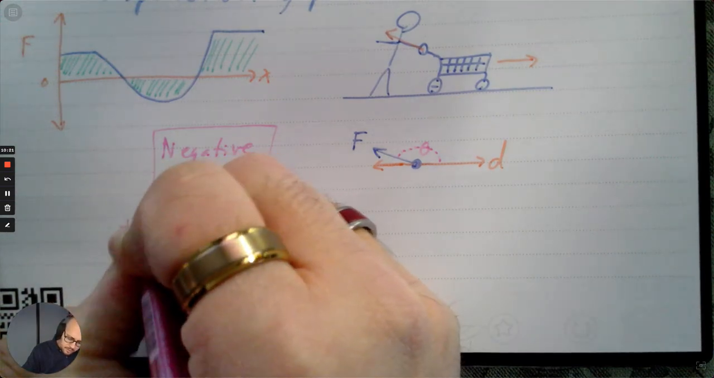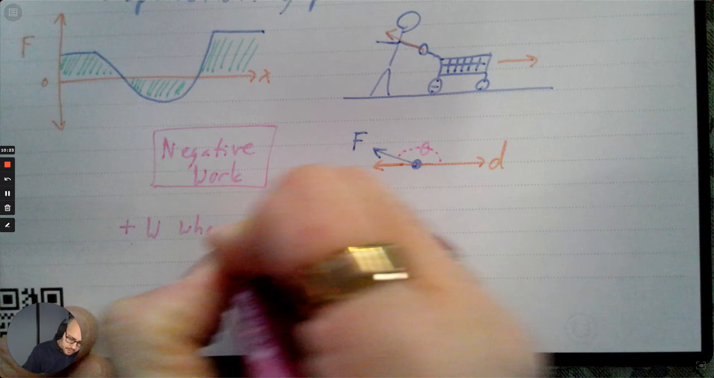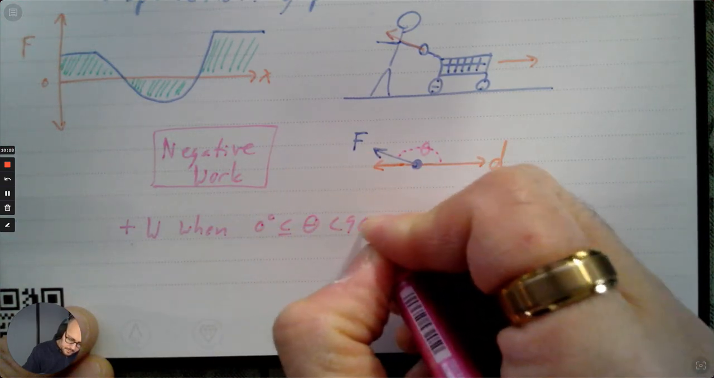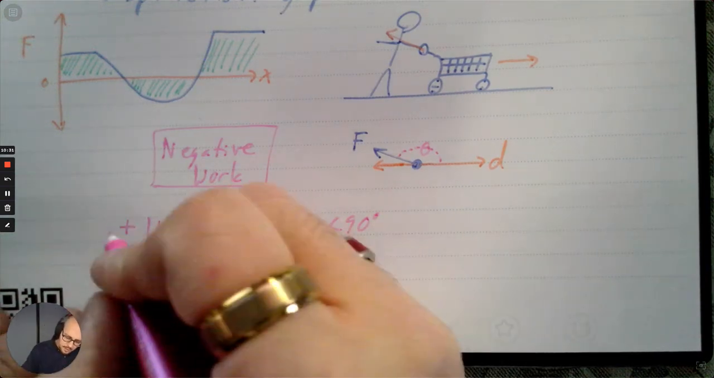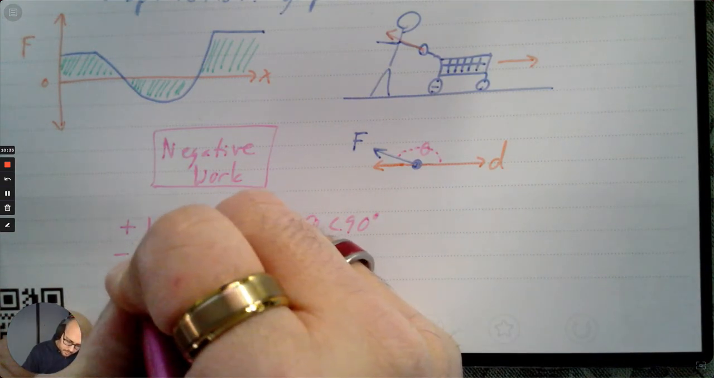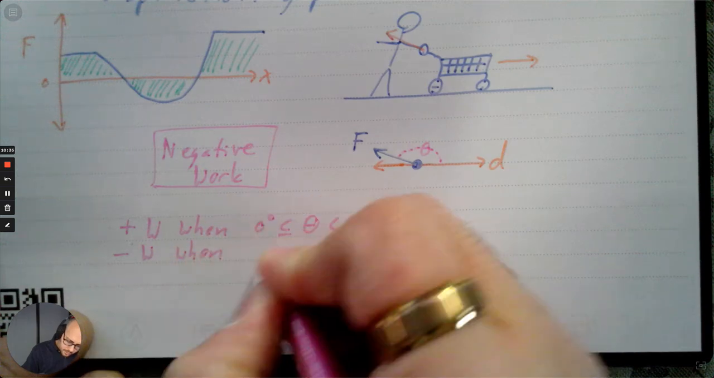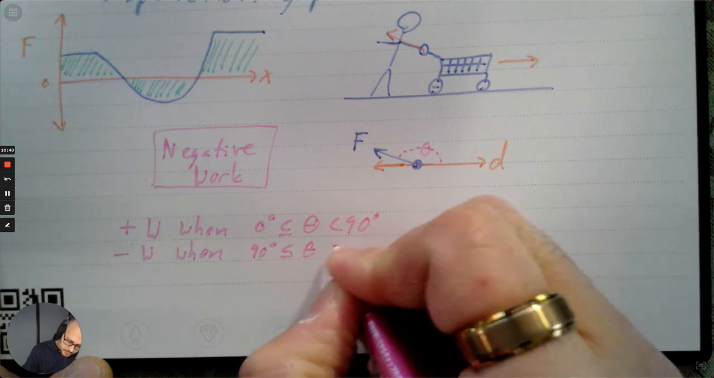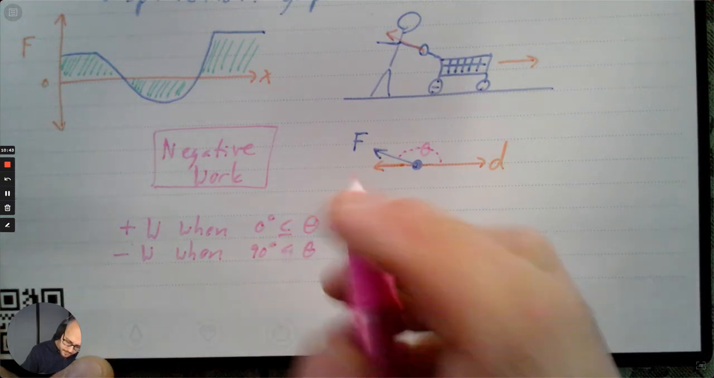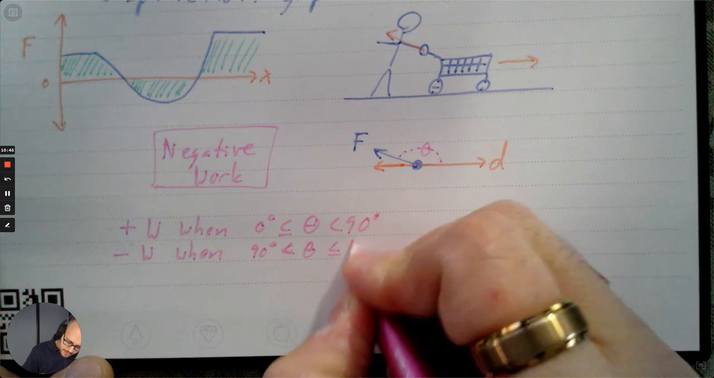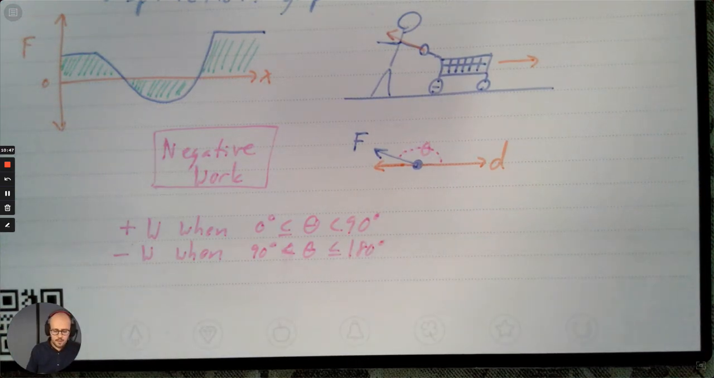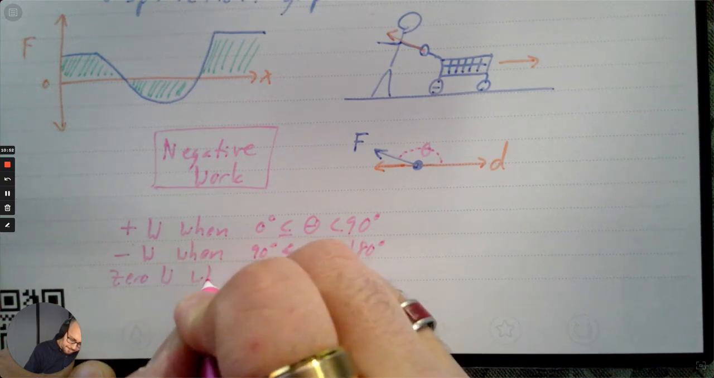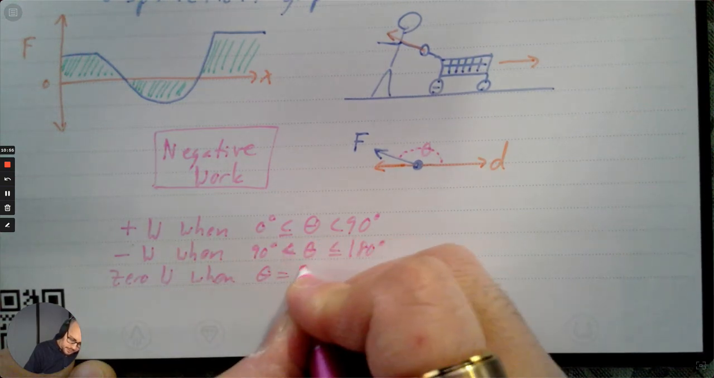So, as our finale for the work equation, if you wanted to summarize this situation, you have positive work when theta is between 0 and 90 degrees. You have negative work when theta is between, not equal to, 90 and 180 degrees. And then you have 0 work when theta equals 90 degrees.